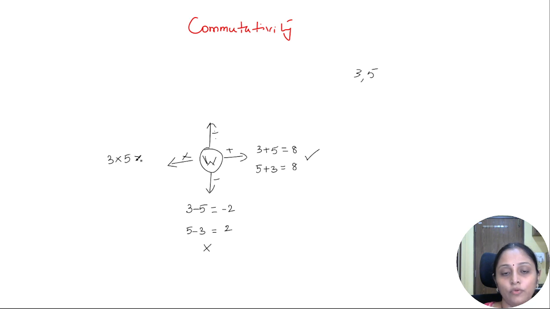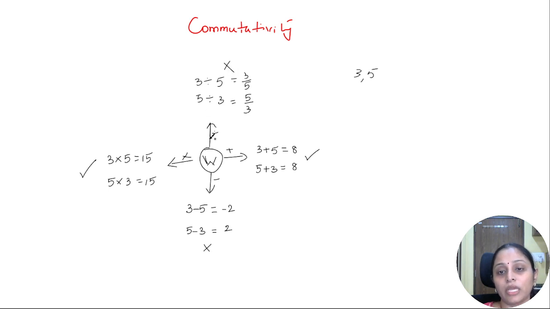Again 3 into 5 will give me 15. 5 into 3 also gives me the same number 15, which means that multiplication is commutative for the set of whole numbers. Now coming to division. 3 divided by 5, 5 divided by 3. Okay, these are clearly not equal. In fact, they don't even belong to the set of whole numbers. So we can conclude that division is not commutative for the set of whole numbers.